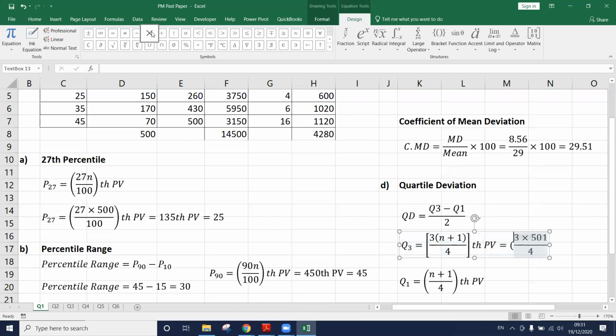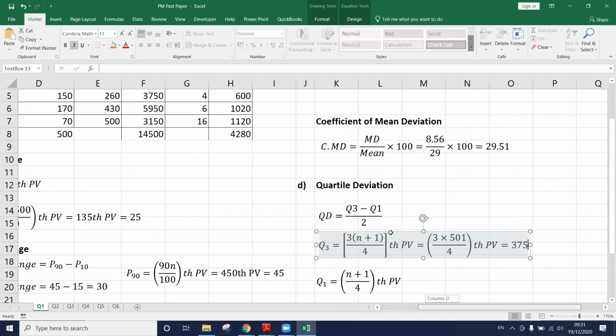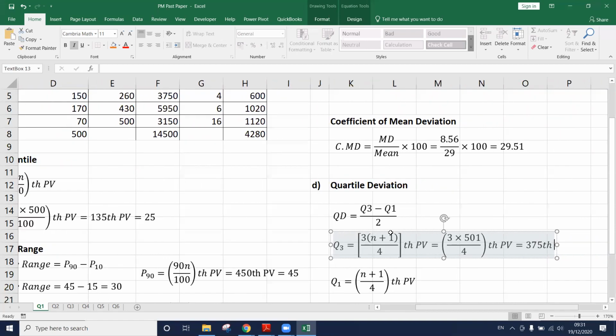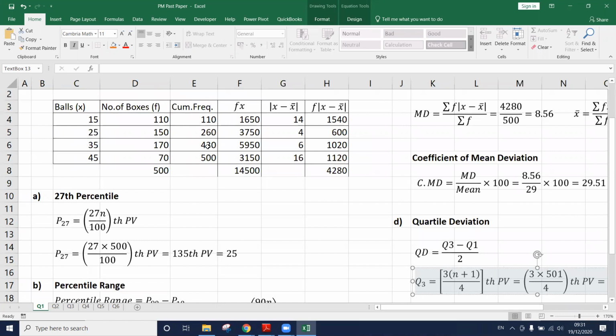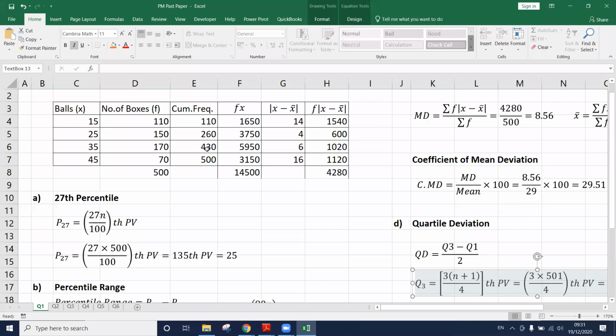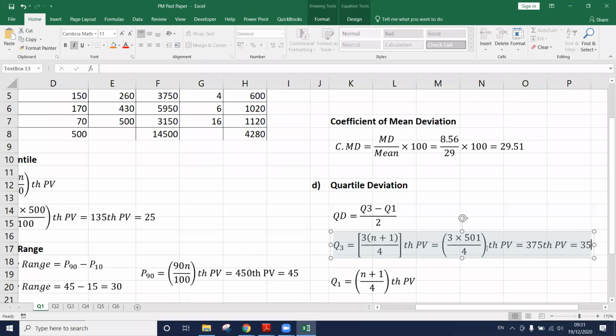Right? As in the median, this is a positional value. Here it comes to the 375th positional value. Where does the 375th position lie? From 261 to 430, the value should be this, 35. So our 375th value is 35. Right? Like that, we need to find the Q1 value as well.